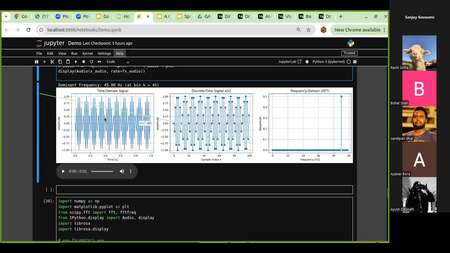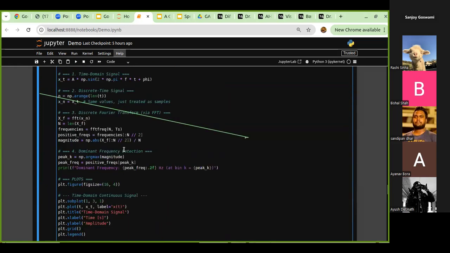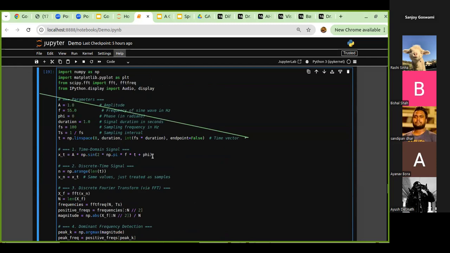Let me take one example. This is the equation of a time domain signal: x of t is sine of 2 pi f t, where f is the frequency. If you multiply by 2 pi, it becomes the angular frequency, because it is sine of omega t, where omega is nothing but 2 pi f. And phi is the phase difference.